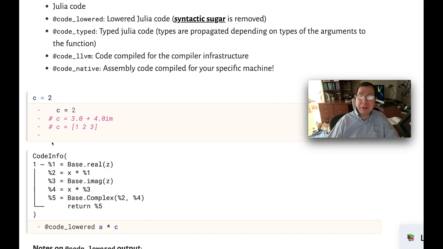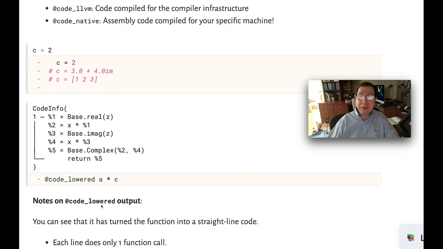Okay, and so here, what I'm going to do is take the complex number A times C, and I'm going to change C a couple of times, right? So here we're going to take a complex number times a real number, and you can see what happens: this %1 argument is getting the real part, and we multiply it by x. The imaginary part is getting into %3, we multiply it by x stored in %4, and then we're going to put %2 and %4 together and return %5. Okay, it's Julia, it's harder to read, but there it is. There's the lowered code. Okay, and so it's straight line code.